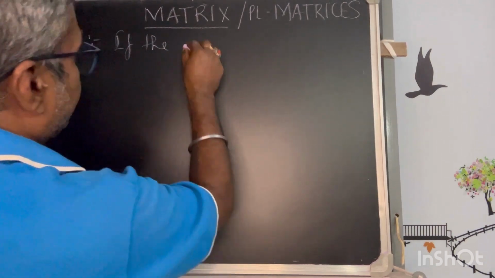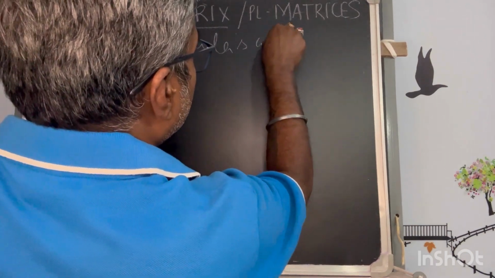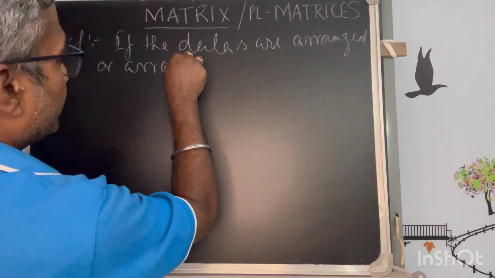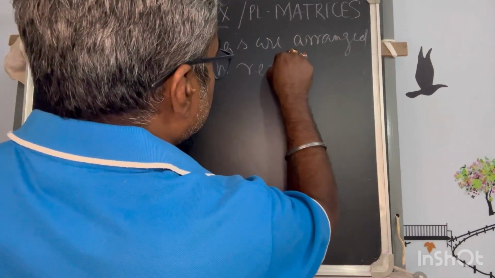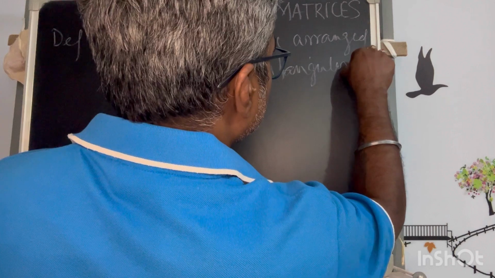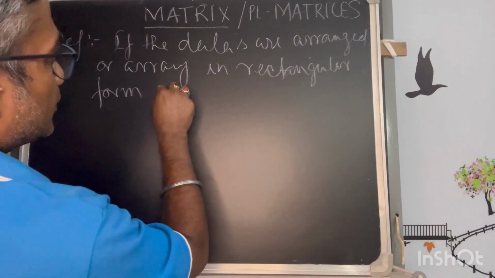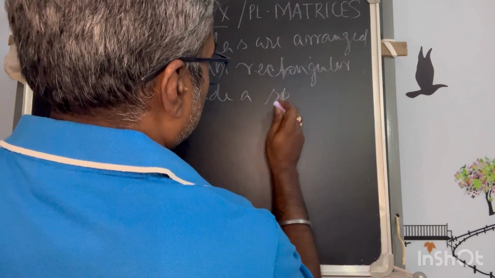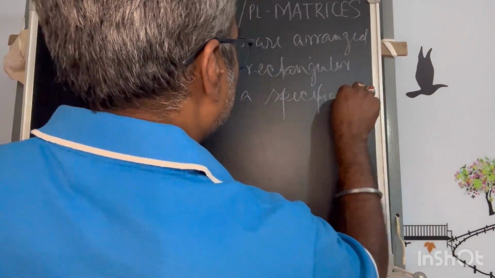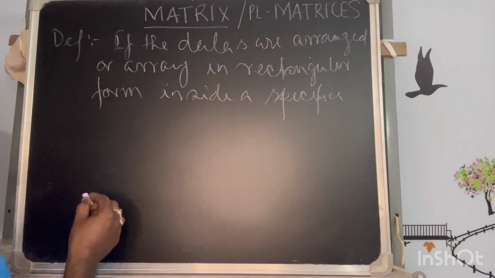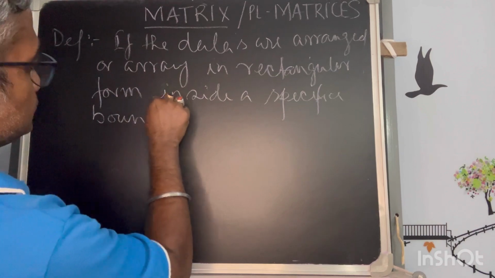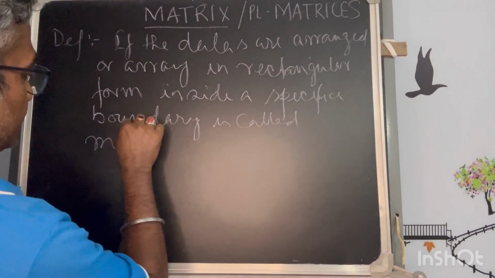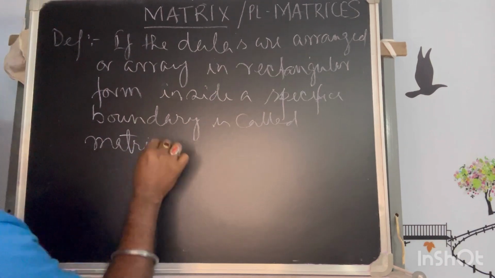the data or datas are arranged or arrayed in a rectangular form inside a specific boundary is called a matrix. Okay, so now this is not, you can say, a boundary that just clarifies the range or the limit of the data being taken into a matrix.